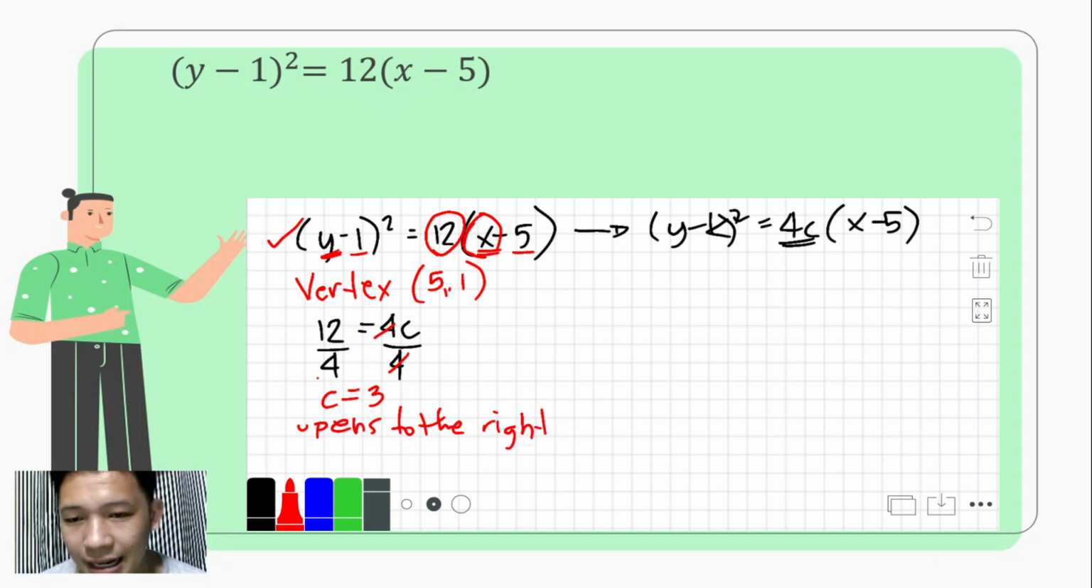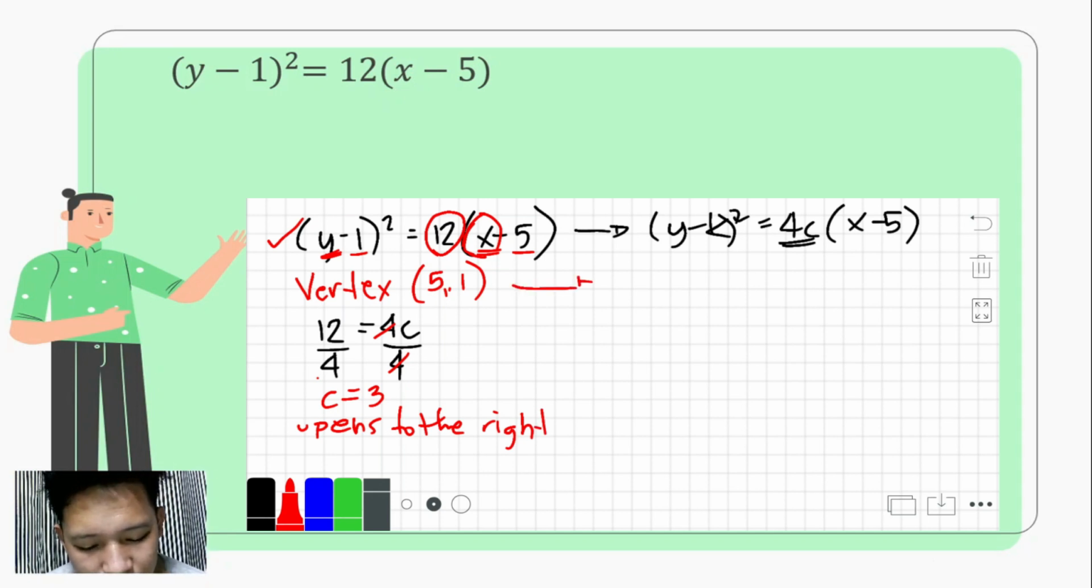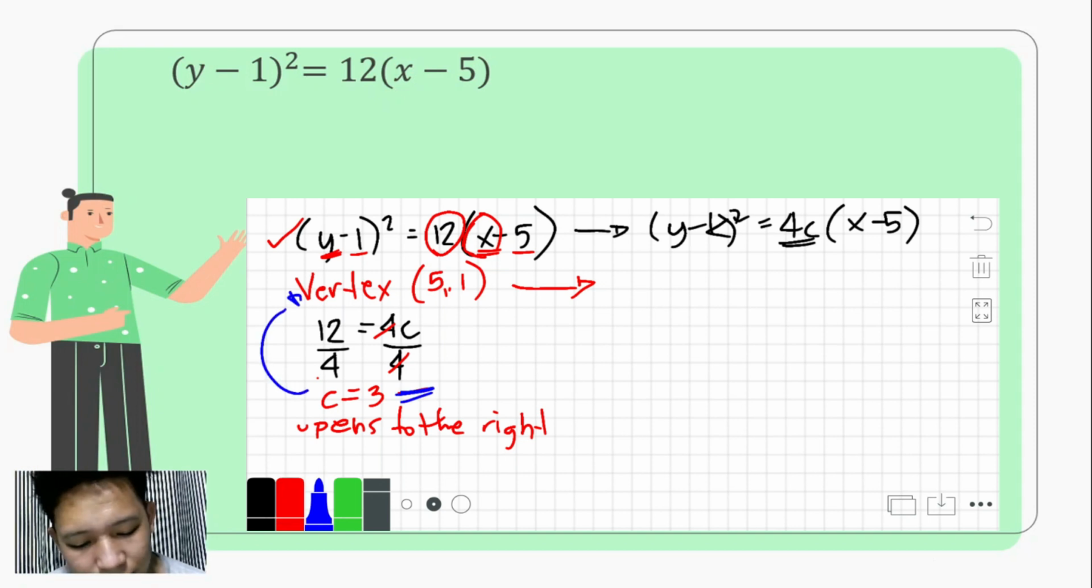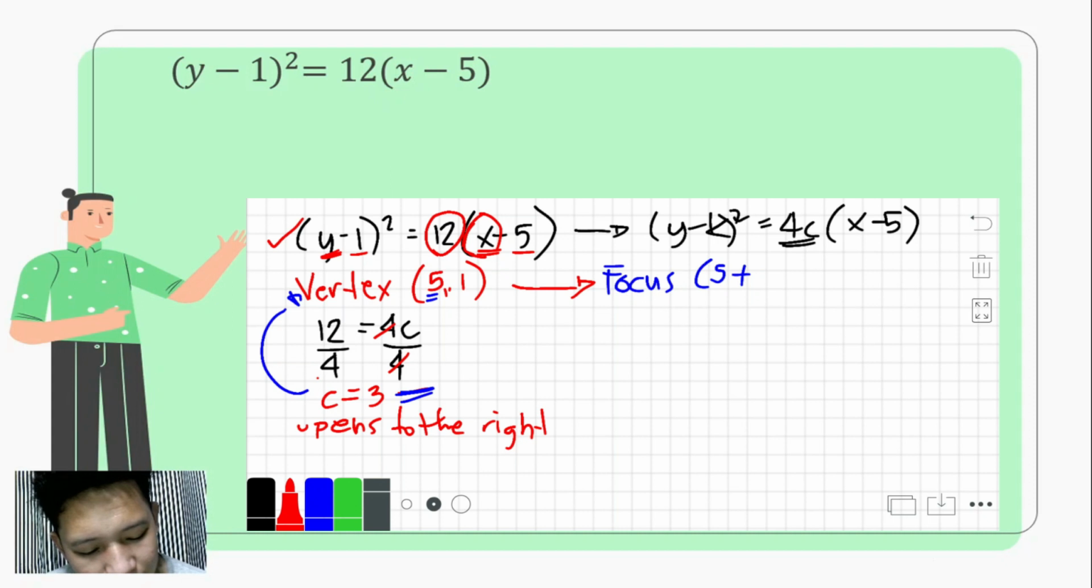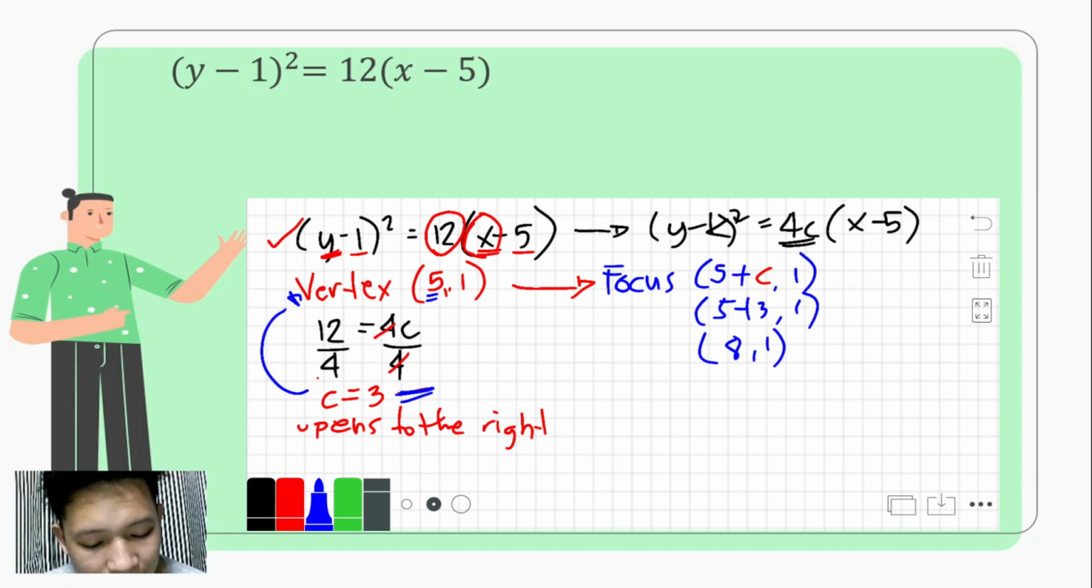And if it opens to the right, ibig sabihin, yung ating magiging focus would be 3 units to the right of our vertex. So the focus would be at 3 units to the right. Ibig sabihin, ang gagalawin natin ay yung x. So that would be 5 plus the value of c, 1. And that is actually equivalent to 5 plus 3, 1, which gives us (8, 1). So this is where our focus is.